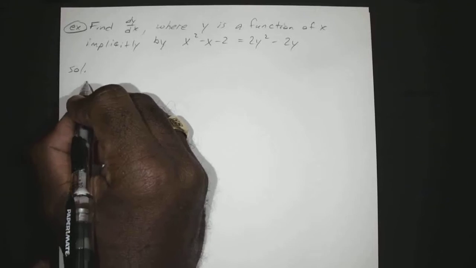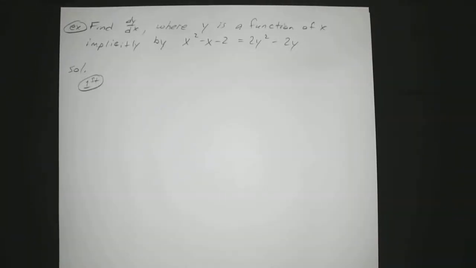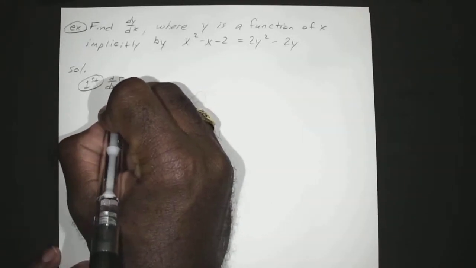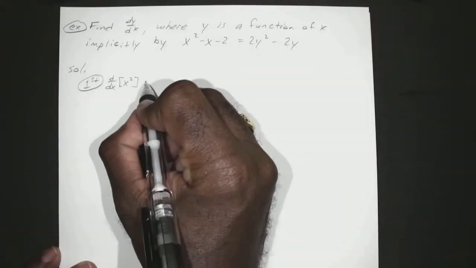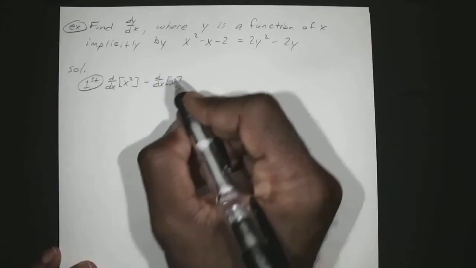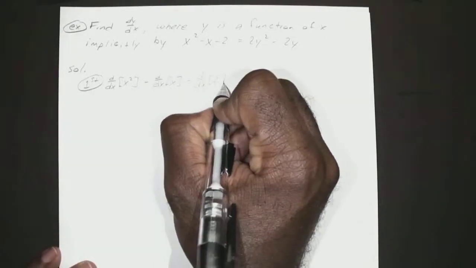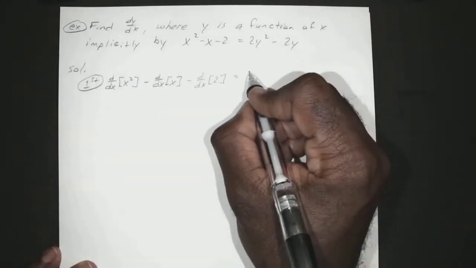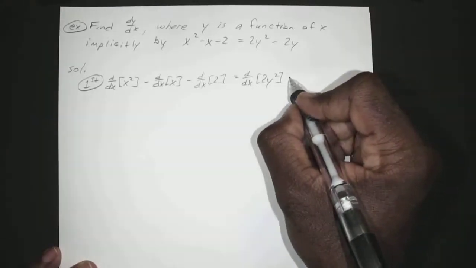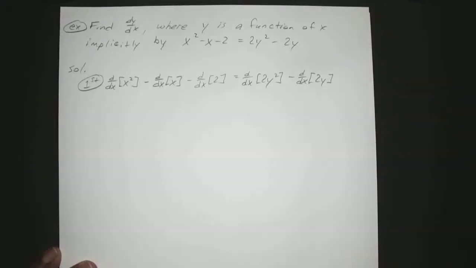Okay, so for this, remember your first step, you're going to differentiate both sides. So the derivative of x squared minus the derivative of x minus the derivative of 2 equals the derivative of 2y squared minus the derivative with respect to x of 2y.